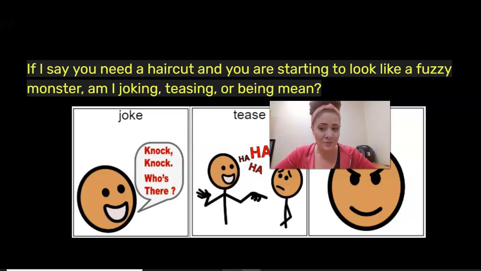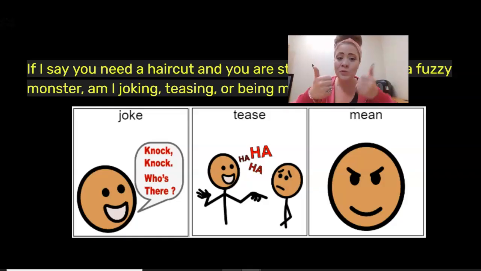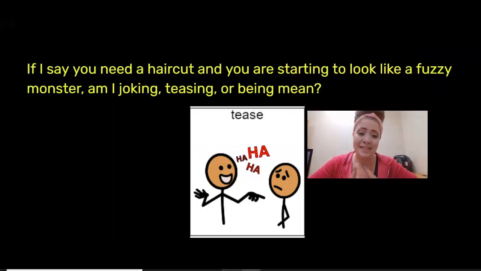I have another question for you. If I say you need a haircut and you're starting to look like a fuzzy monster, am I joking, teasing, or being mean? Which one? This is an example of teasing. It's actually not very nice to say you look like a fuzzy monster and you need a haircut. It's teasing, but it's not intentionally hurtful and it's not meant to make you feel bad. However, if I were to continue to tell you you look like a fuzzy monster after you told me that it hurts your feelings and you wanted me to stop, then that would turn into something that was mean and not teasing.